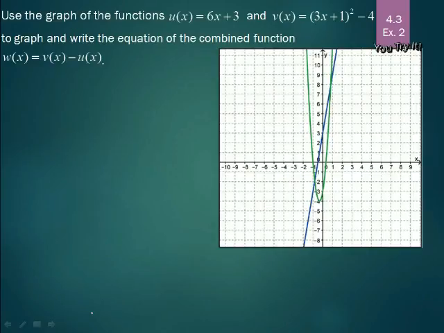Use the graph of the functions u of x equals 6x plus 3 and v of x equals (3x plus 1) squared minus 4 to graph and write the equation as a combined function w of x equals v of x minus u of x. Okay, so let's first just look at our graph and see what points we have in our graph.